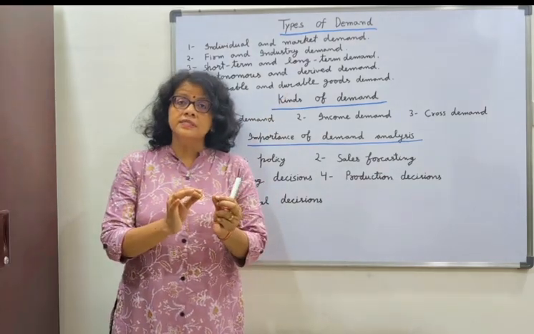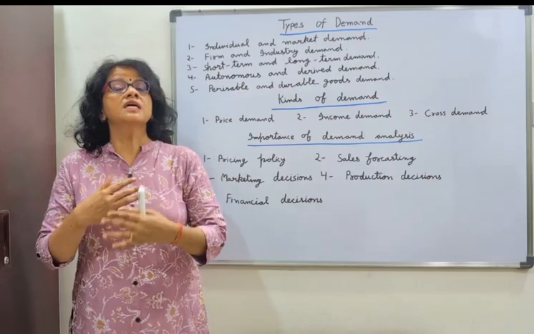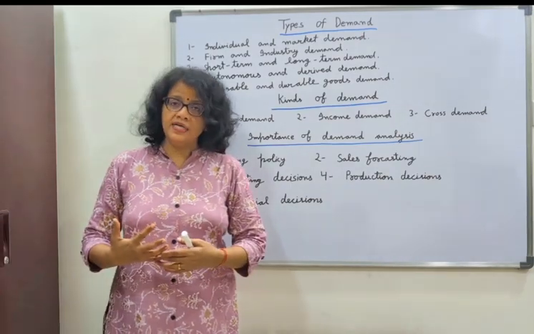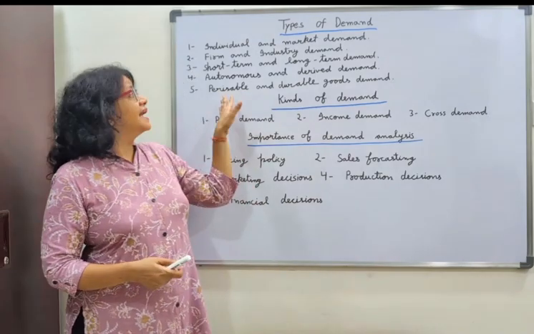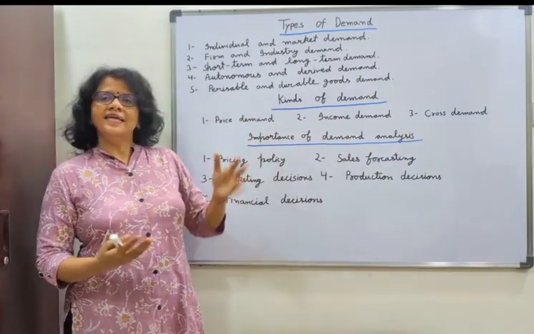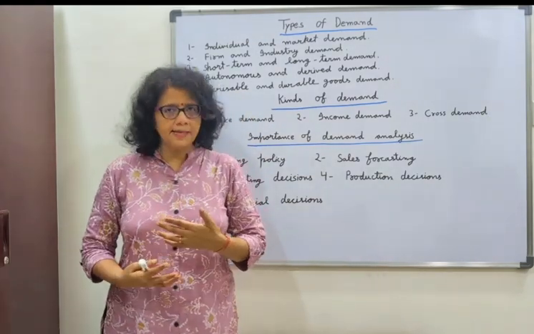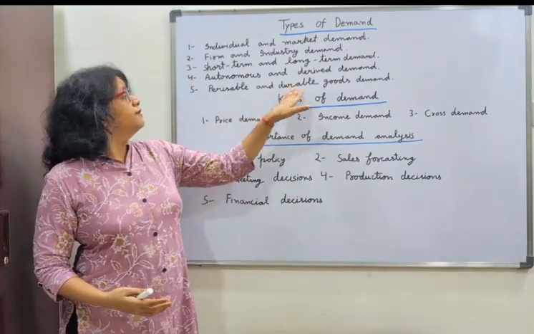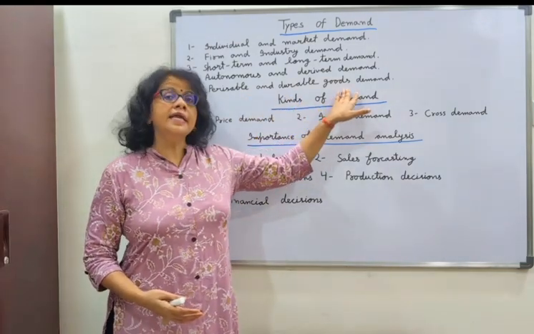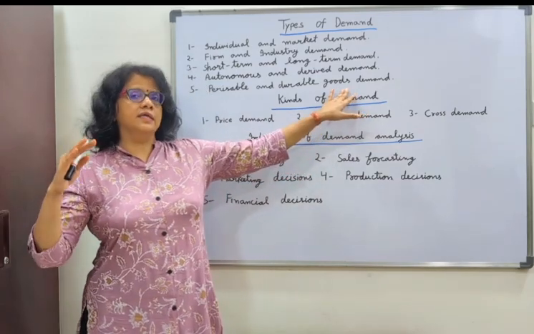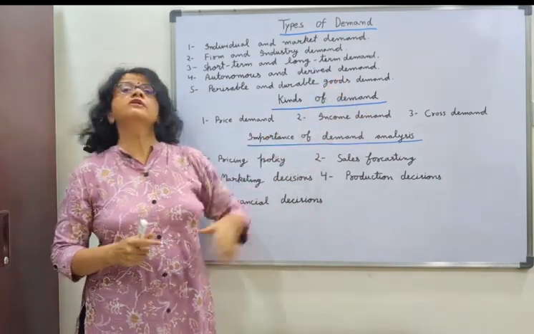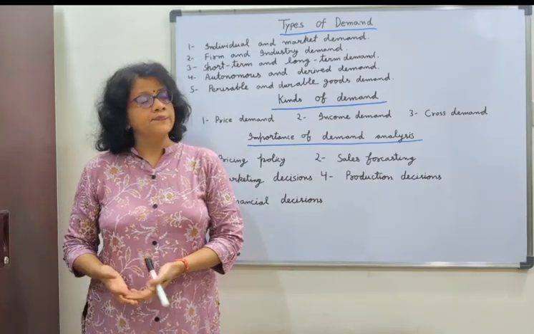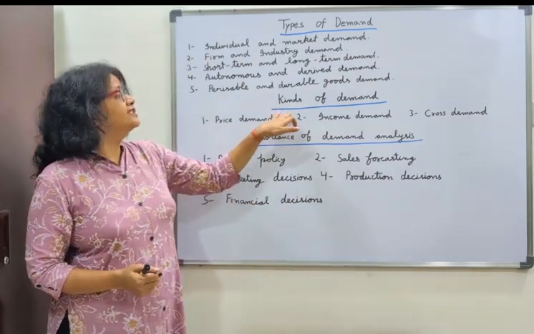Next, perishable and durable goods. The goods that are demanded for a single use or for a very short period are called perishable goods, like vegetables, fruits, etc. While when the product is demanded for a longer period, that is called durable goods demand, such as furniture, fridge, ACs, etc.